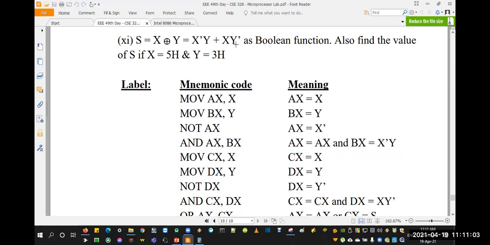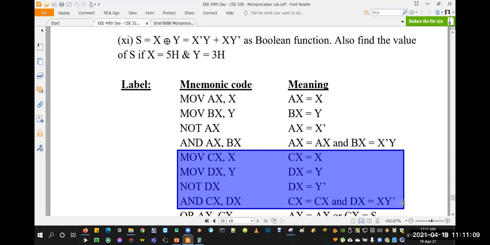Similarly, we find the next one from the next fourth line consequently. We are seeing here that we are storing these values in Cx and Dx, not Ax and Bx. Why? Because we want the value of Ax to be stored.